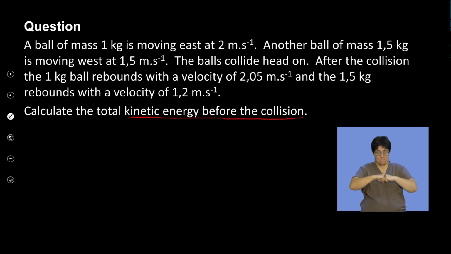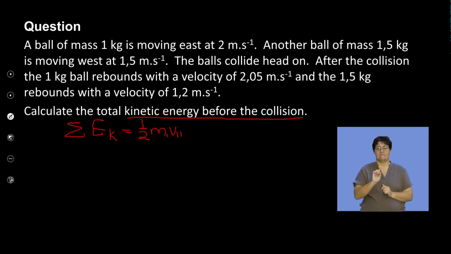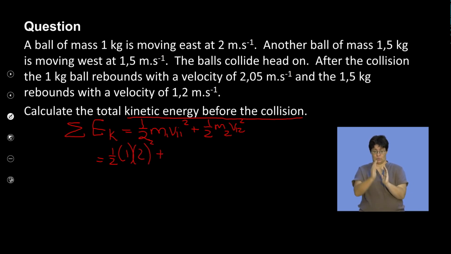We're leading you a little bit. Before the collision, the sum of the kinetic energy is going to be a half times the first ball's mass times its initial velocity squared, plus a half times the second ball's mass times the second ball's initial velocity squared. We have a half times 1 times 2, and that's squared. Please don't forget the squared. I see that all the time. In fact, I almost forgot. A half, and then it's 1.5.